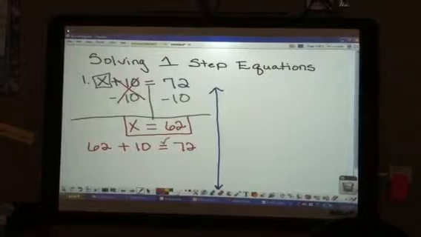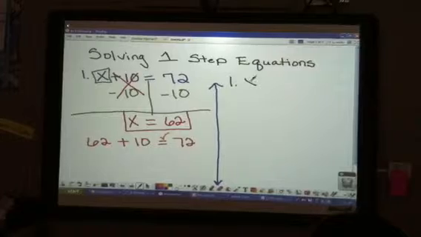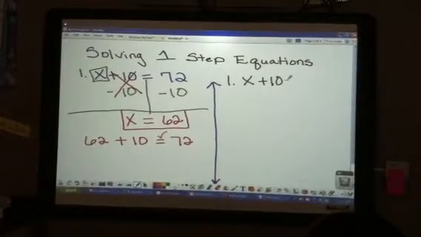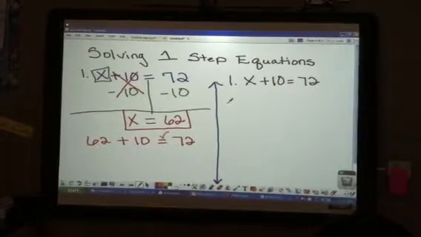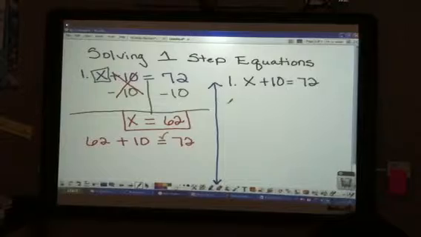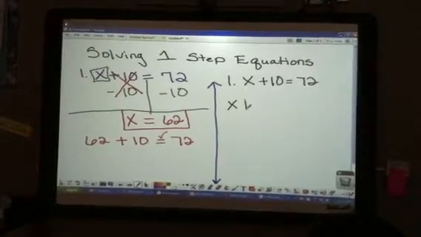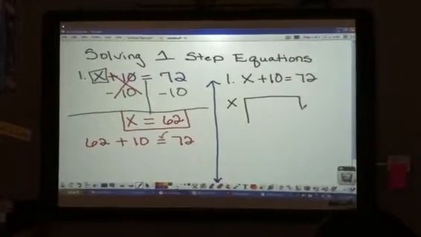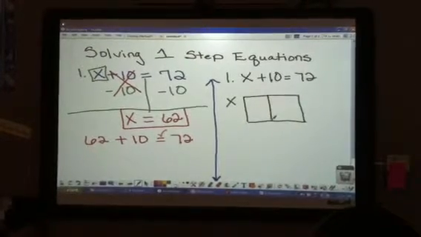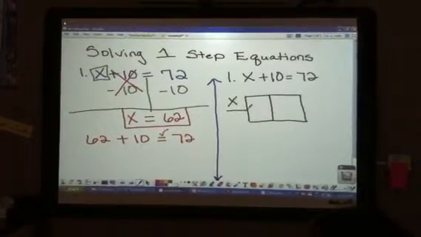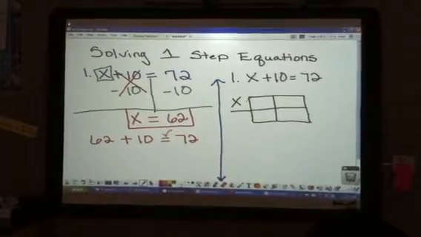Okay, let's try it another way. Let's say, again, let's start with the same equation. X plus 10 equals 72. And this one is very, very simple, but I'm going to use the box method. Okay, so first I have x, and I'm only going to use two boxes here, okay? And what I have is I'm looking at what happens to x first, okay?